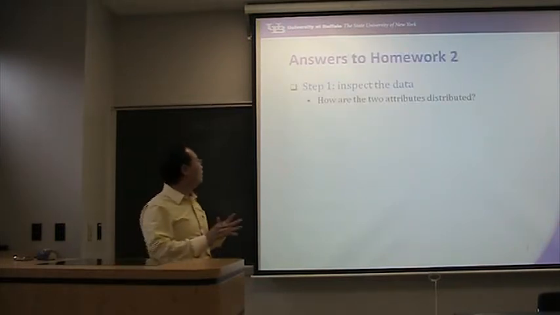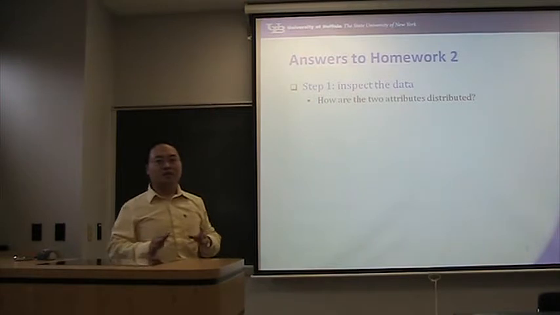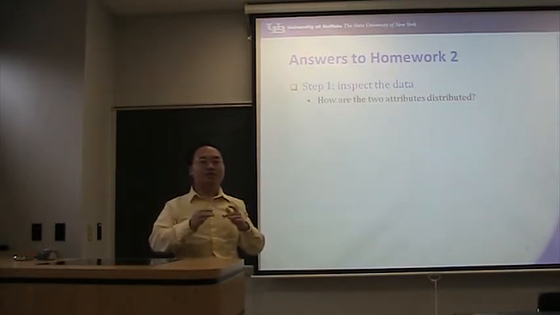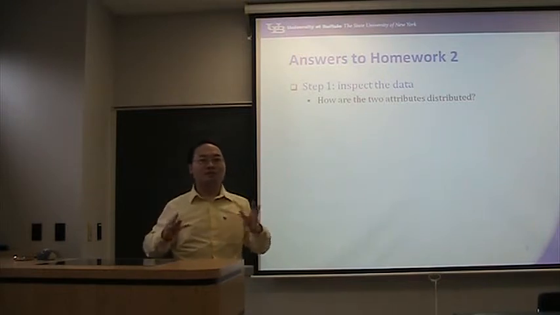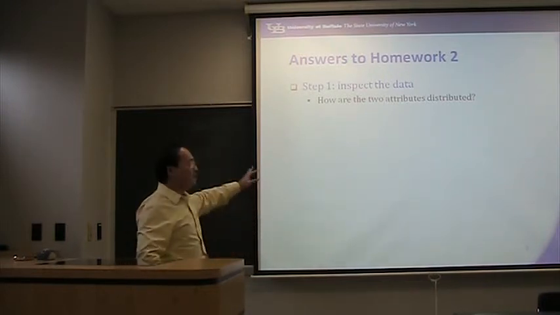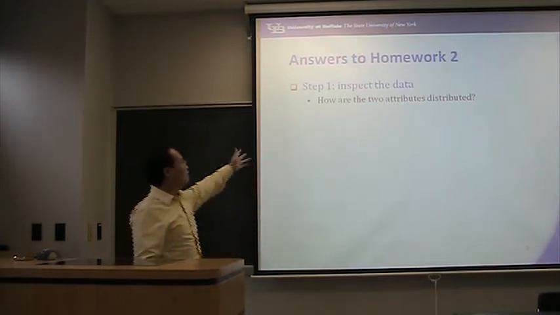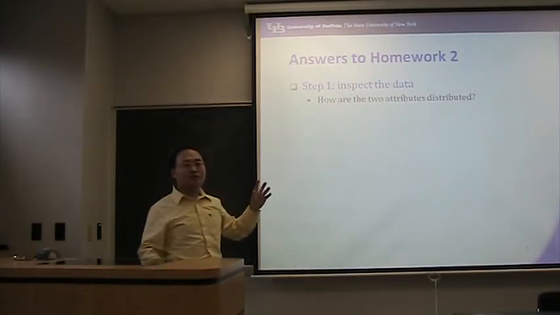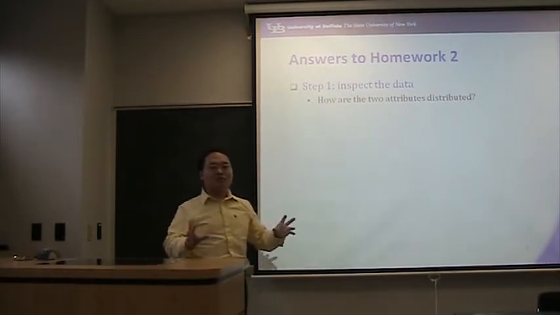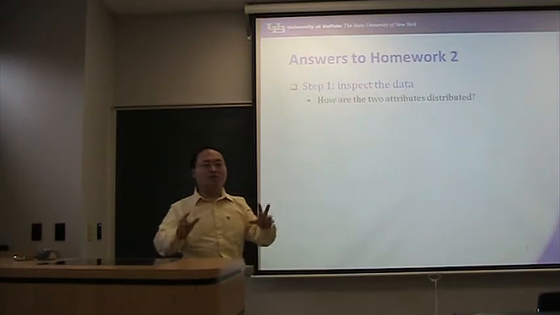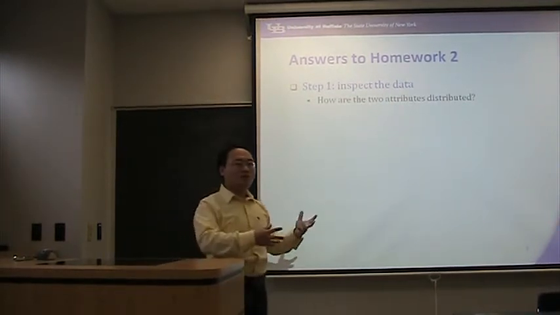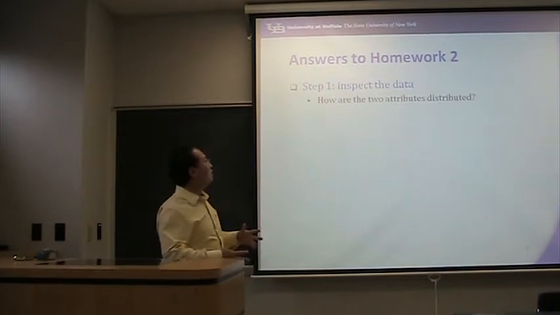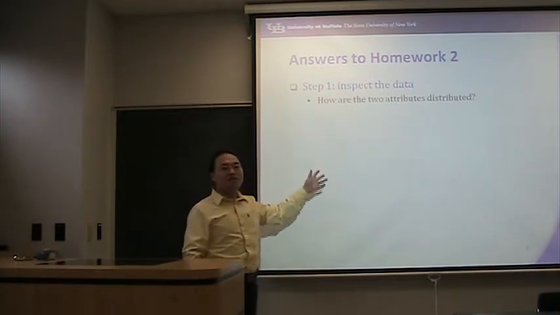So let's talk about homework 2 first. That was about using a random number generator to generate a lot of 5,000 points. You remember that? Now let's talk about how you should do it. The first step is to inspect the data. So a lot of you told me, let me directly generate these points. But I think before that, it's very important to inspect the data first.